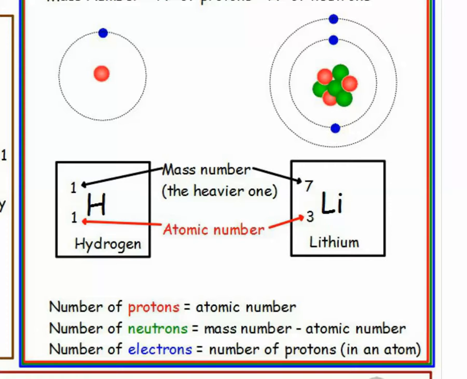The number of protons is the same as the atomic number, in this case 1 for hydrogen and 3 for lithium. The number of neutrons is the mass number minus the atomic number, 0 for hydrogen and 4 for lithium. Finally, the number of electrons is the same as the number of protons in an atom, although that's not true for ions. See the structure and bonding section.